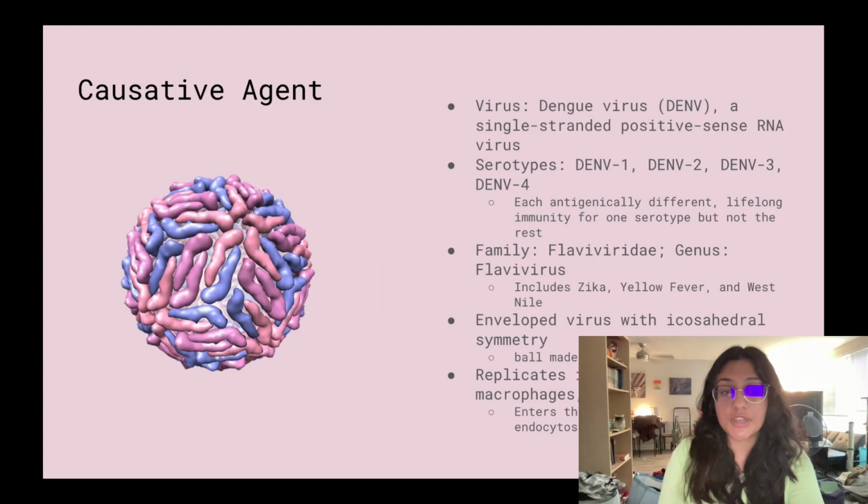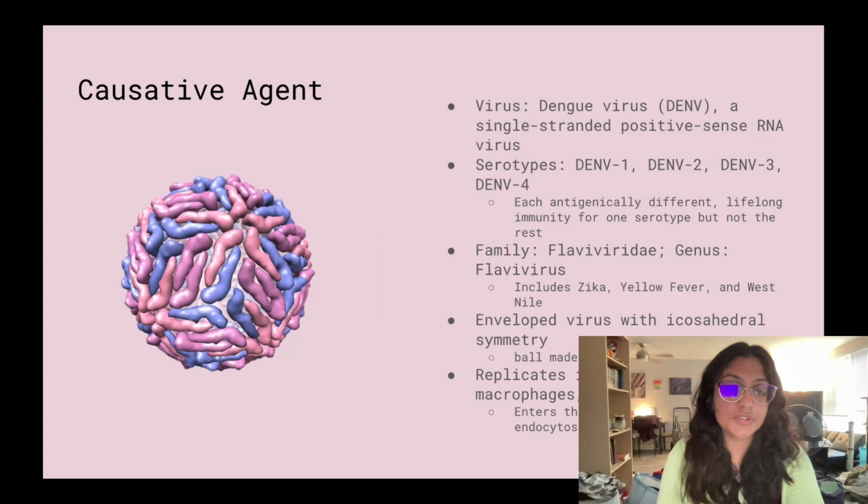So, the four serotypes of dengue are dengue 1, 2, 3, and 4, or DENV 1, 2, 3, or 4. Each serotype is antigenically different, which means that infection with one serotype can provide lifelong immunity for that one serotype only, but not against the others. So, if a person becomes infected with a second different serotype later on, the risk of developing severe dengue increases due to a phenomenon called antibody dependent enhancement, which I'll explain more in the pathogenesis slide.